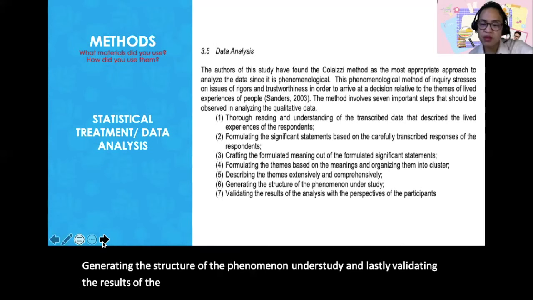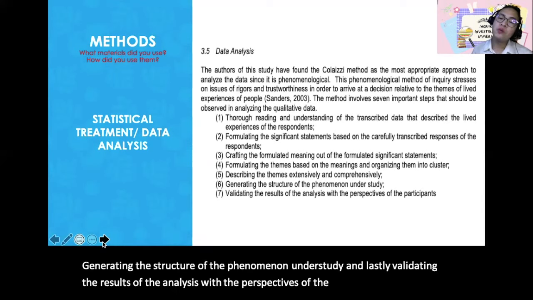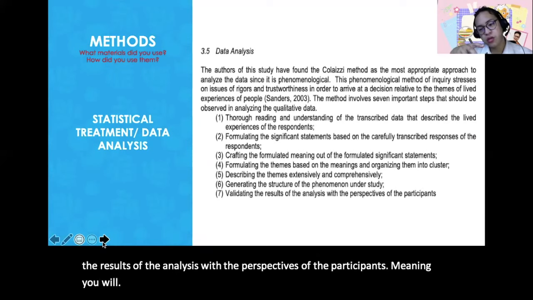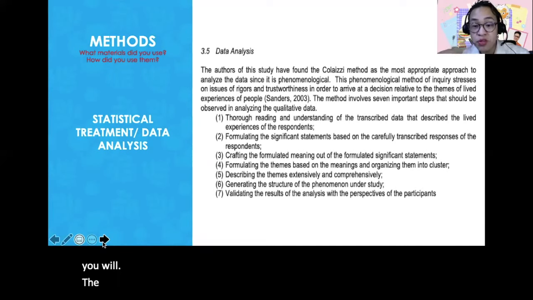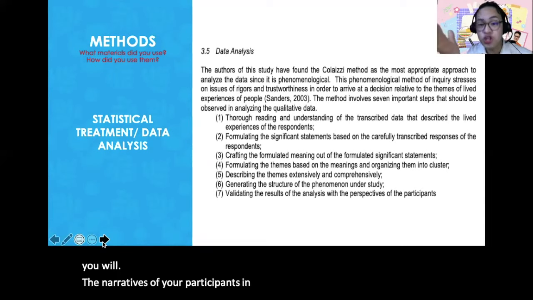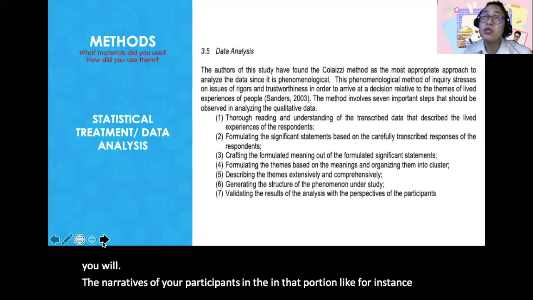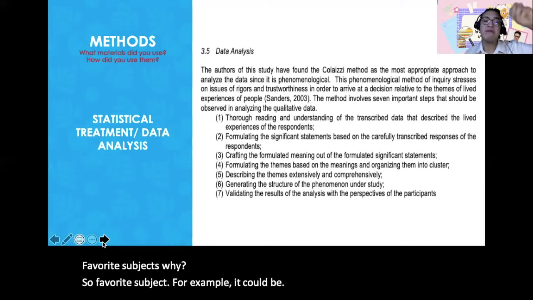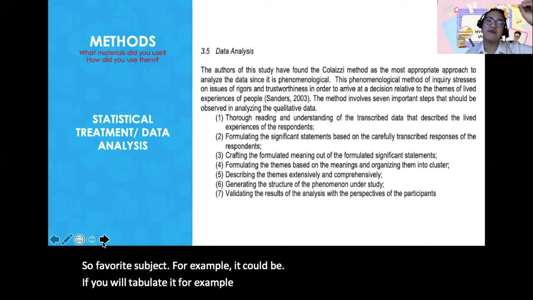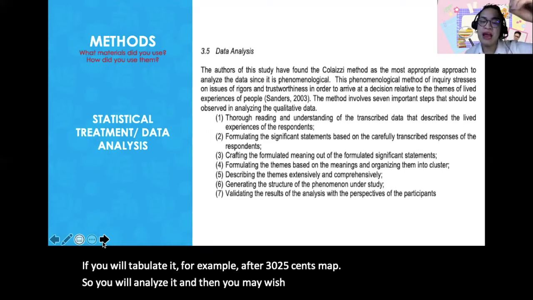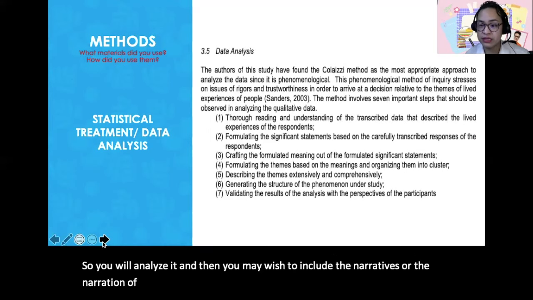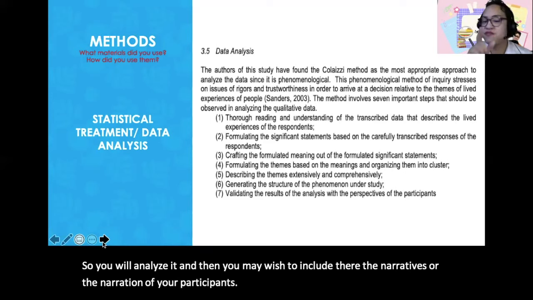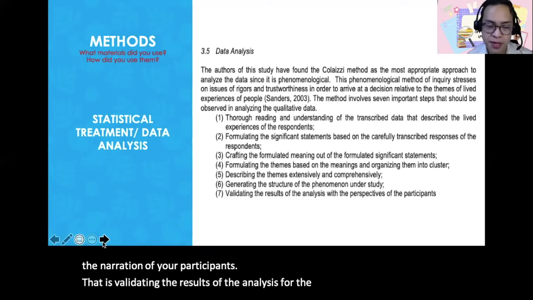the analysis with the perspectives of the participants, meaning you will cite the narratives of your participants in that portion. Like, for instance, you ask favorite subjects, why? Okay, so favorite subjects, for example, if you will tabulate it, after 30, 25 said it's math. So you will analyze it, and then you may wish to include there the narratives or the narration of your participants. That is validating the results of the analysis with the perspectives of the participants. Okay.